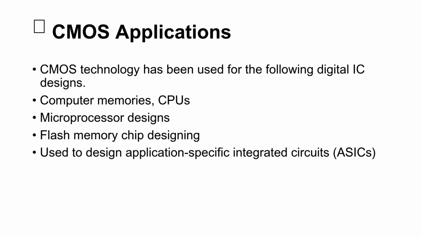CMOS applications. CMOS technology has been used for the following digital IC designs: computer memories, CPUs, microprocessor designs, flash memory chip designing, used to design Apple ASIC chips, then mixed signal circuits. These are the applications of CMOS technology.